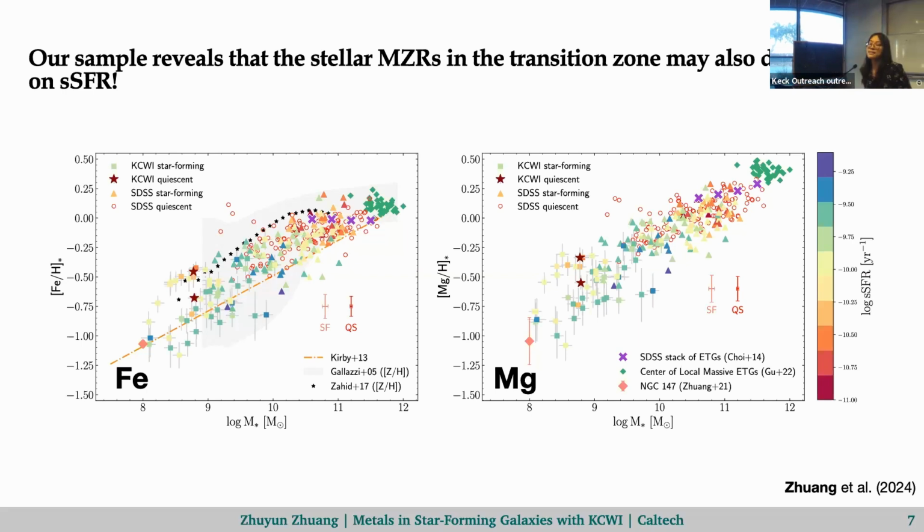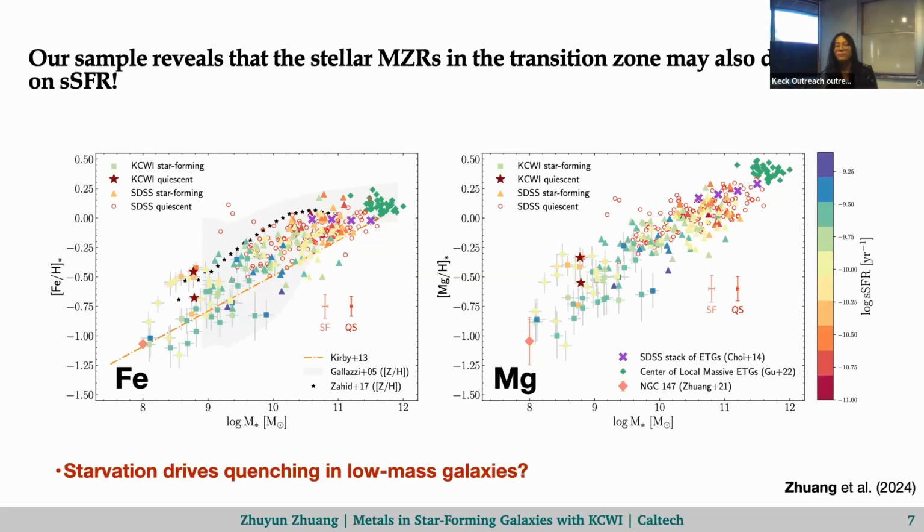This basically means that as the galaxies become more and more quiescent, with decreasing specific star formation rate, they definitely become more chemically enriched. So this again supports the starvation mechanism I mentioned earlier. The galaxy just keeps running out of gas, becomes more and more enriched, and finally it just stops forming stars.